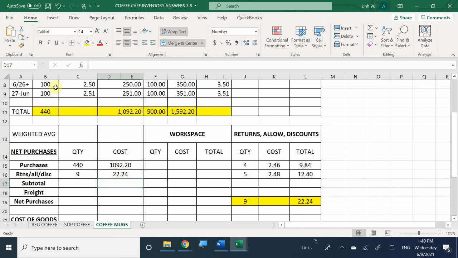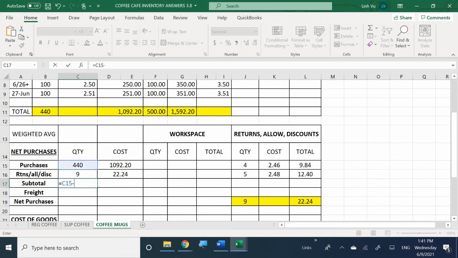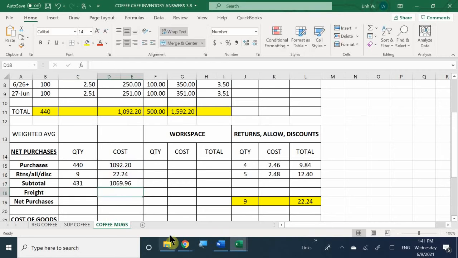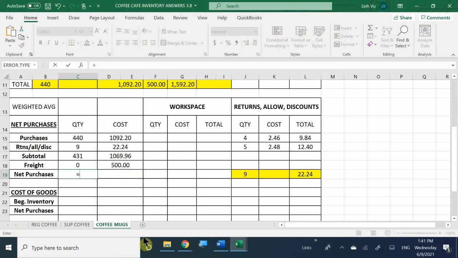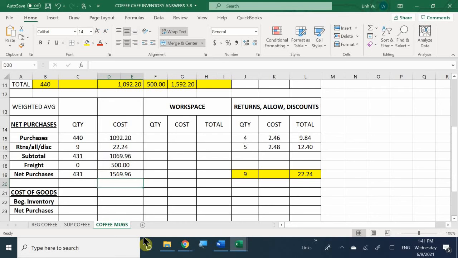So then what is going to be my subtotal here? 431 for quantity. 1,069.96. Good. All right. Freight adds no quantity, but what was my total freight here? 500. All right. So therefore, let's solve for my total net purchases. So what was the total cost of my net purchases? 1569.96.